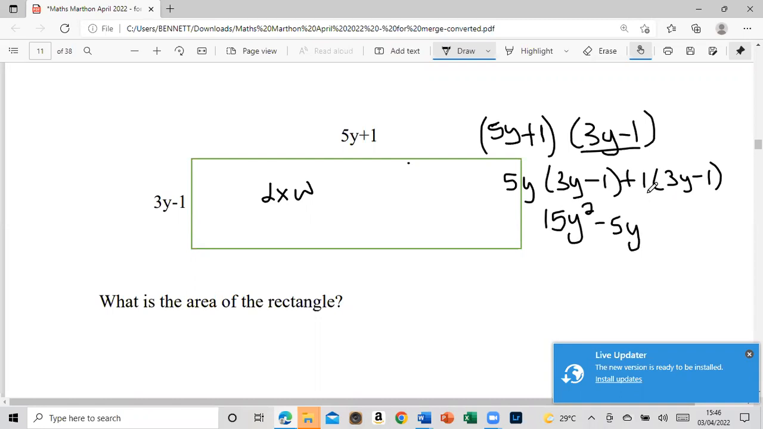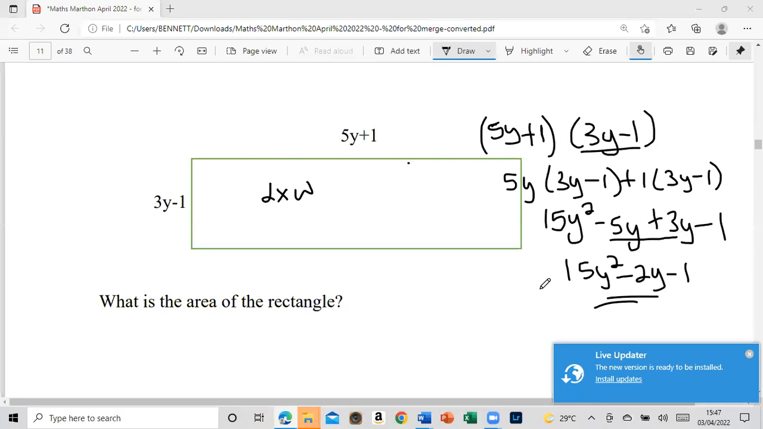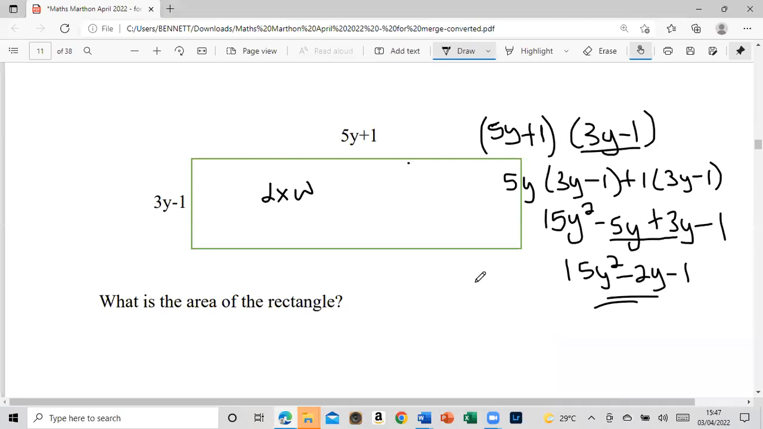Alright, and then we say 1 times this, that will give us positive 3y. 1 times anything is anything, right? 1 times negative 1 is negative 1. So this will give us 15y squared. These are the like terms. So this will give us minus 2y minus 1. So this would be the area. It might look spooky, but that's what they wanted us to do.